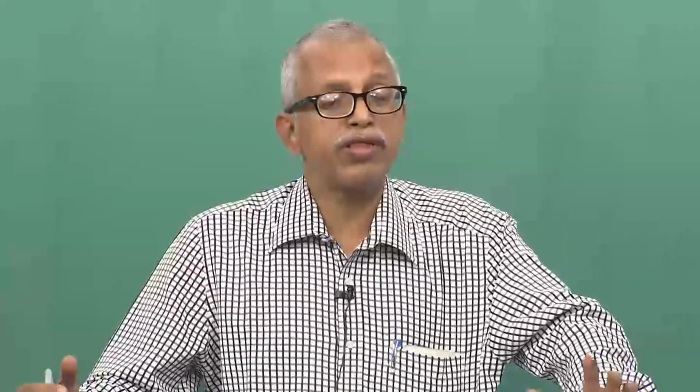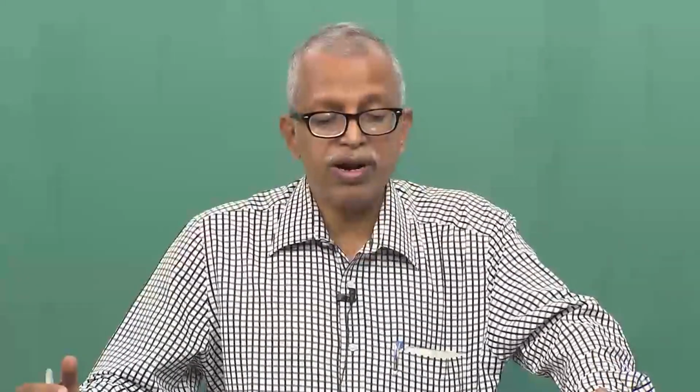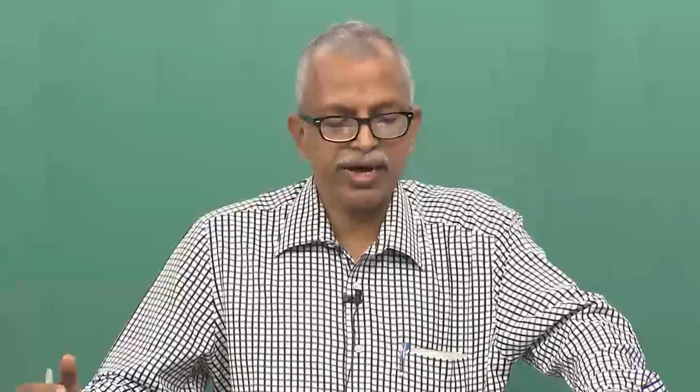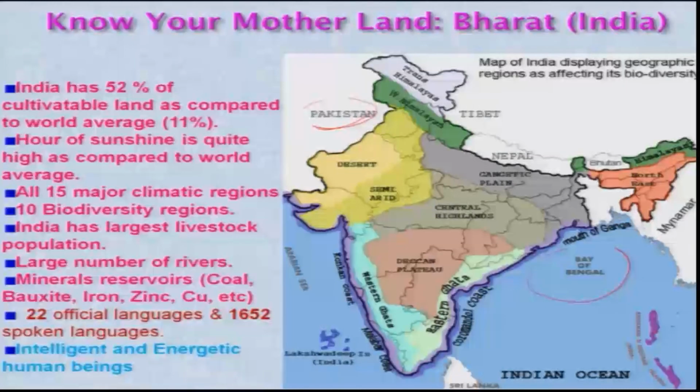And besides this, for food we need hours of sunshine. The duration of sunshine in a day in this country is quite high as compared to the world average. If you go to any other country, it will be less. Of course, Pakistan, Bangladesh, these are our own part, and so also Afghanistan. And we have all 15 major climatic regions that exist in the whole world in this country.